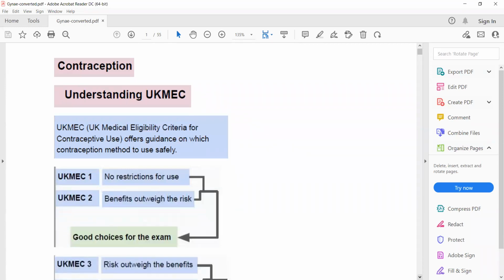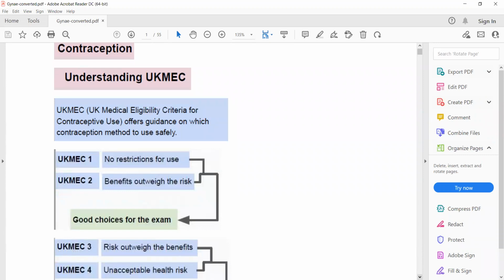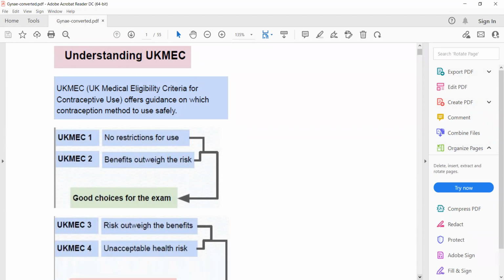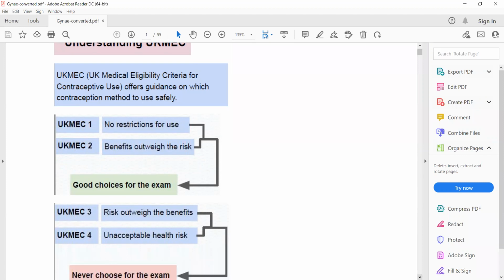So before we discuss different types of contraception, we need to understand about UKMEC categories. So what is UKMEC? UKMEC is basically UK medical eligibility criteria for contraceptive use. It offers guidance on which type of contraceptive method can be used safely in different kinds of scenarios.